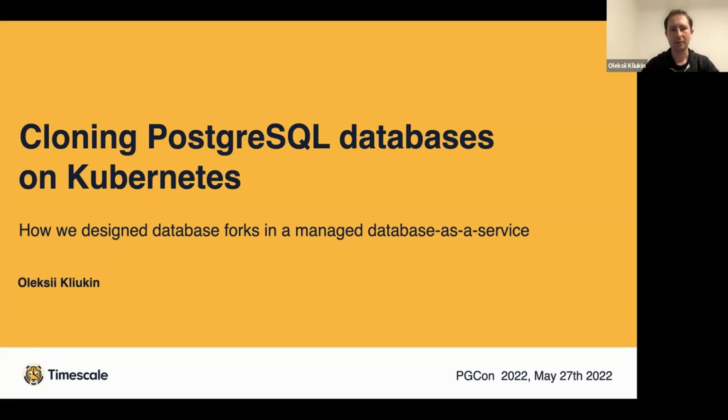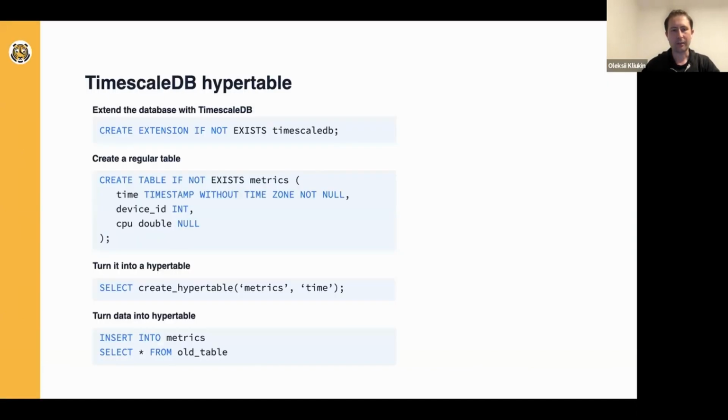My name is Oleksii Kliukin, and I am a senior cloud engineer at Timescale. In this talk, I'm going to tell how we designed database forks in Timescale Cloud, a managed database as a service. I work at Timescale, and Timescale creates TimescaleDB. It is a Postgres extension, free and open, to handle large amounts of time series data and provide convenient functions to run analytics on it.